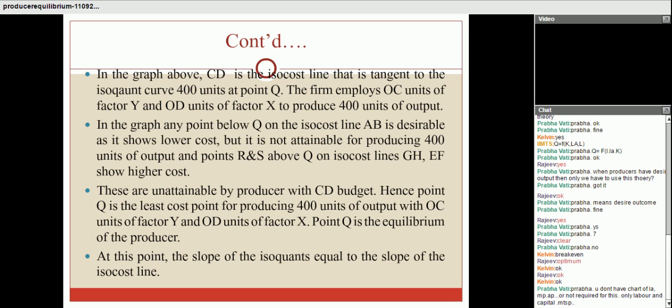Yes, Prabha, you don't need the chart of LA, MP, AP for this, only labor and capital. Yes, we require labor and capital for this one. Okay, we require actually isoquant and isocost for this analysis. That total production, marginal and average production we did in the previous class, no? That was for one factor of production. When we are talking about two factors, we do only isocost and isoquant.